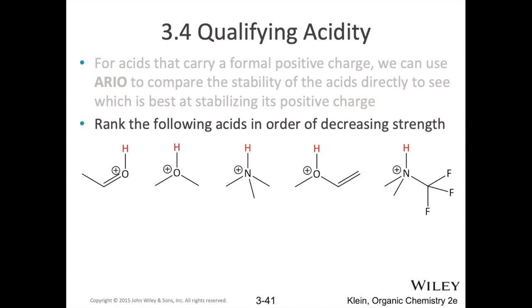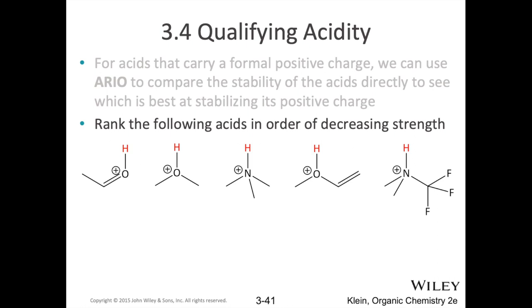So here's a chance to try this out. Here are some examples of acids that start off with a positive formal charge. Look at each of them and use ARIO to figure out the ranking. We're ranking them in order of decreasing strength, so you start off with the strongest acid, which is the least stable, and work your way towards the worst acid, which is the most stable with its positive charge. Feel free to pause the video here and take a stab at this.